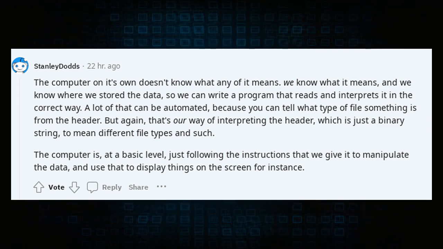The computer on its own doesn't know what any of it means. We know what it means. And we know where we stored the data. So we can write a program that reads and interprets it in the correct way. A lot of that can be automated, because you can tell what type of file something is from the header. But again, that's our way of interpreting the header, which is just a binary string, to mean different file types and such. The computer is, at a basic level, just following the instructions that we give it to manipulate the data, and use that to display things on the screen, for instance.